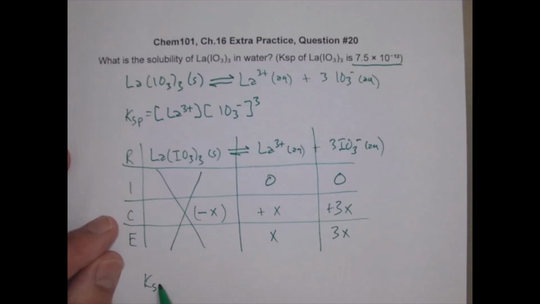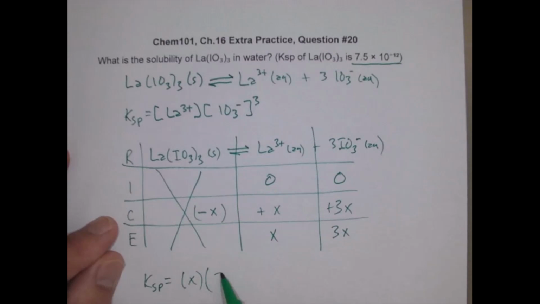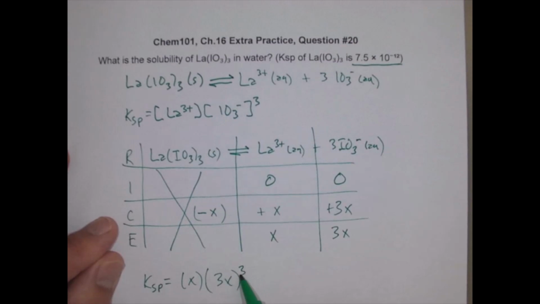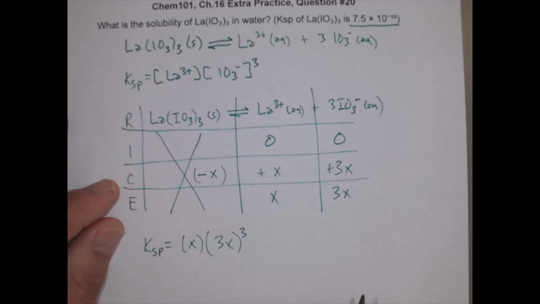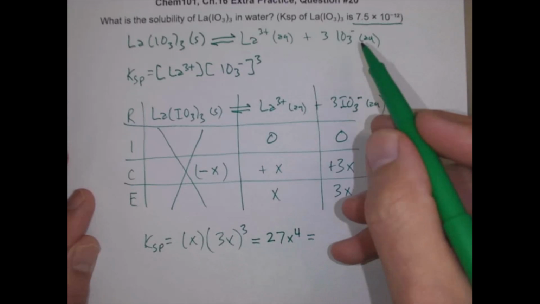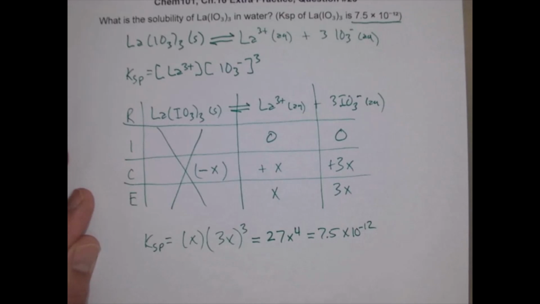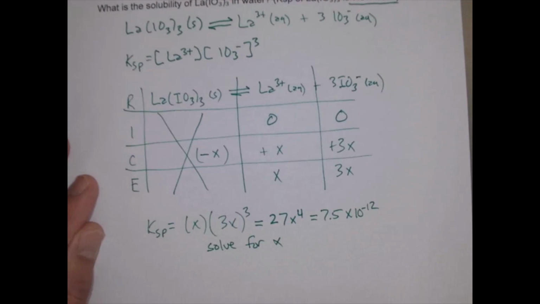And now we can substitute that into the expression for the KSP. So the KSP would be equal to the concentration of La3+, which is going to be X, times the concentration of IO3-, which is 3X, quantity cubed. Okay? So we multiply all that out, and you get 27x to the 4th, and that's equal to the KSP that we are given, 7.5 times 10 to the -12. So then we're just going to plug that into our calculator and solve for x. If you do, you find that x is equal to 7.3 times 10 to the -4.